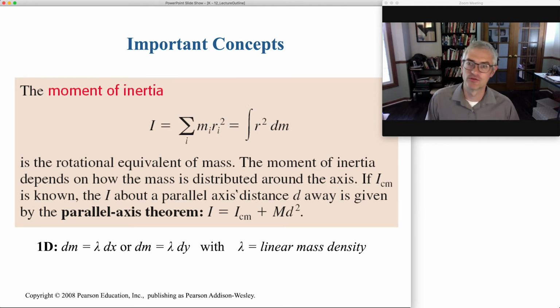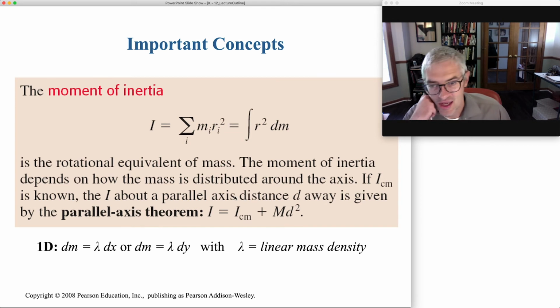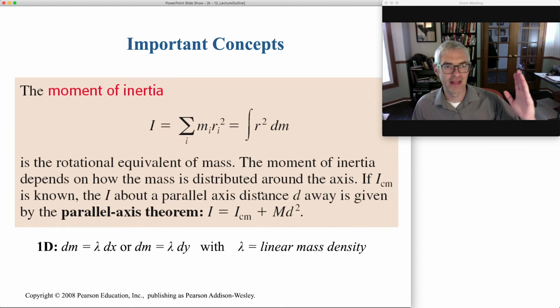And then we have another rule, the parallel axis theorem, where if you know the moment of inertia about a center of mass, then you can find it about an axis parallel to that just by adding on the total mass times how far away that axis is from your center of mass line.